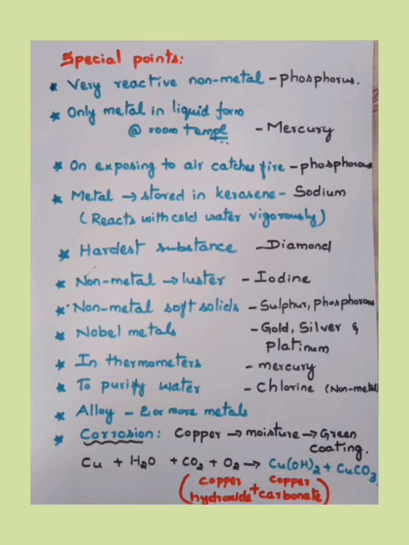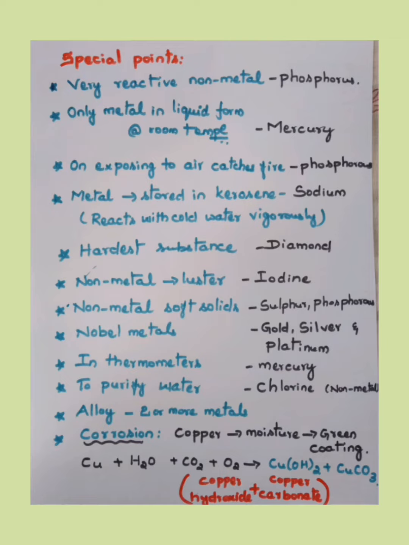The lustrous, that is shiny, non-metal is iodine. Okay, for metals, shiny lustrous ones are silver and gold; all these are lustrous in nature. Non-metals that are soft solids are sulfur and phosphorus. There is a speciality of other metals like gold, silver and platinum. They are called noble metals: gold, silver and platinum. In a thermometer, what kind of metal is used? Mercury, the liquid form of mercury. Okay, it exists in liquid form.